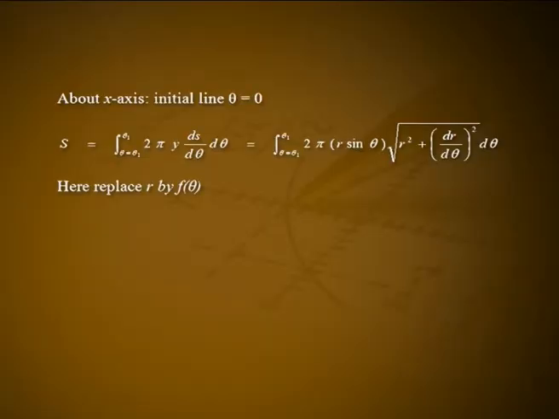Polar form r = f(θ). A. About the x-axis, the initial line θ = 0. S = integral from θ = θ1 to θ2 of 2πy (ds/dθ) dθ, which is equal to integral from θ = θ1 to θ2 of 2πr sin θ √(r² + (dr/dθ)²) dθ. Here replace r by f(θ).